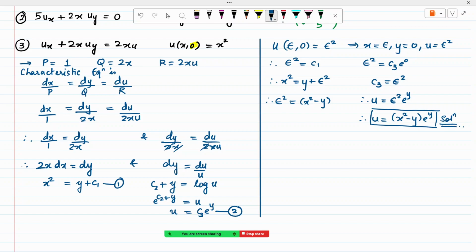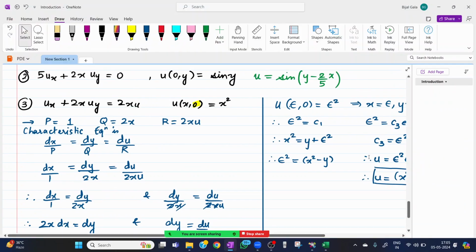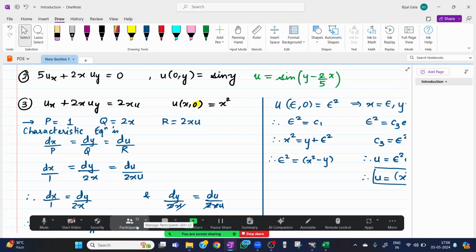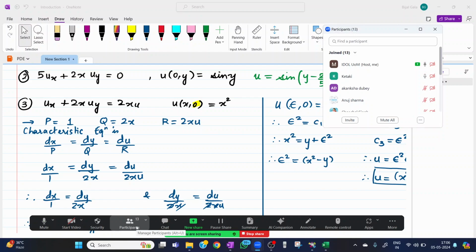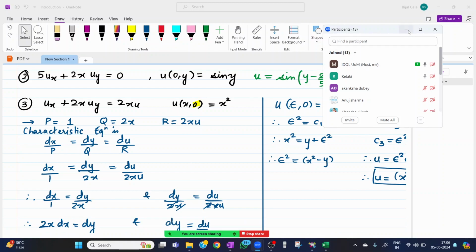Any doubts? Yes, students? Is this method of characteristics okay with you guys? We'll of course do more examples in the next lecture, but whatever we did today, was it clear? Can you explain the right part on the right side once again? The part on the right side of question number 3?